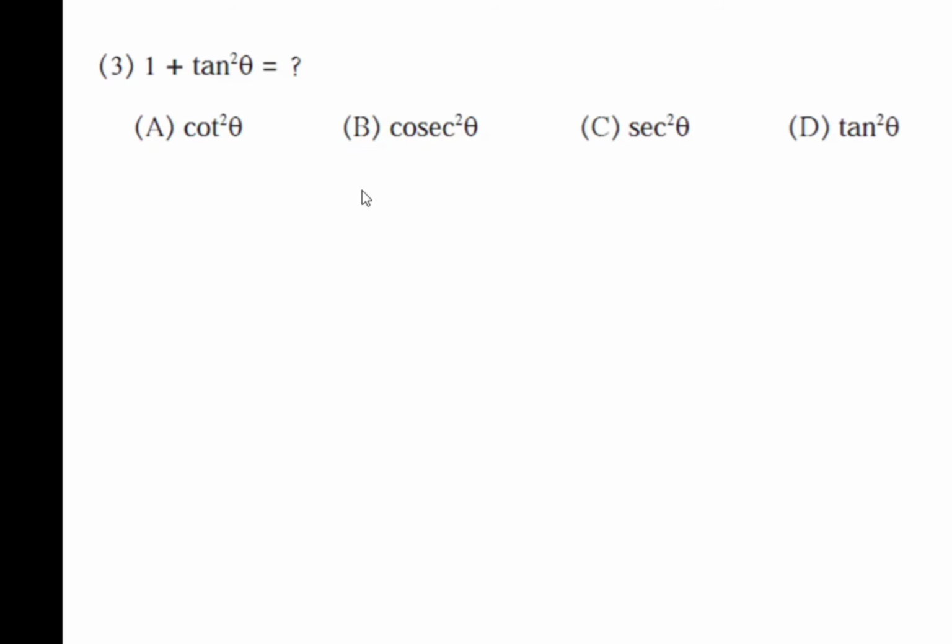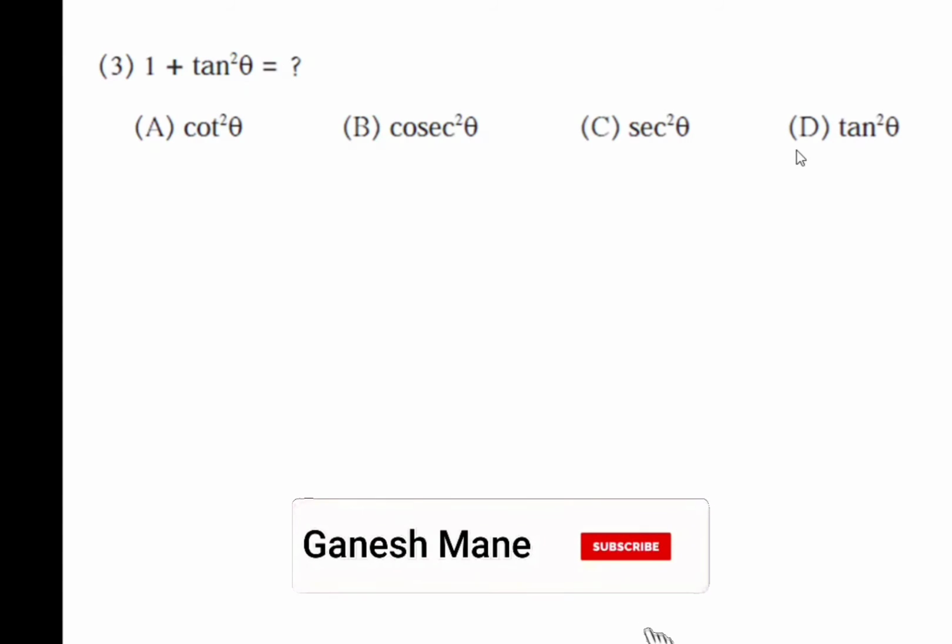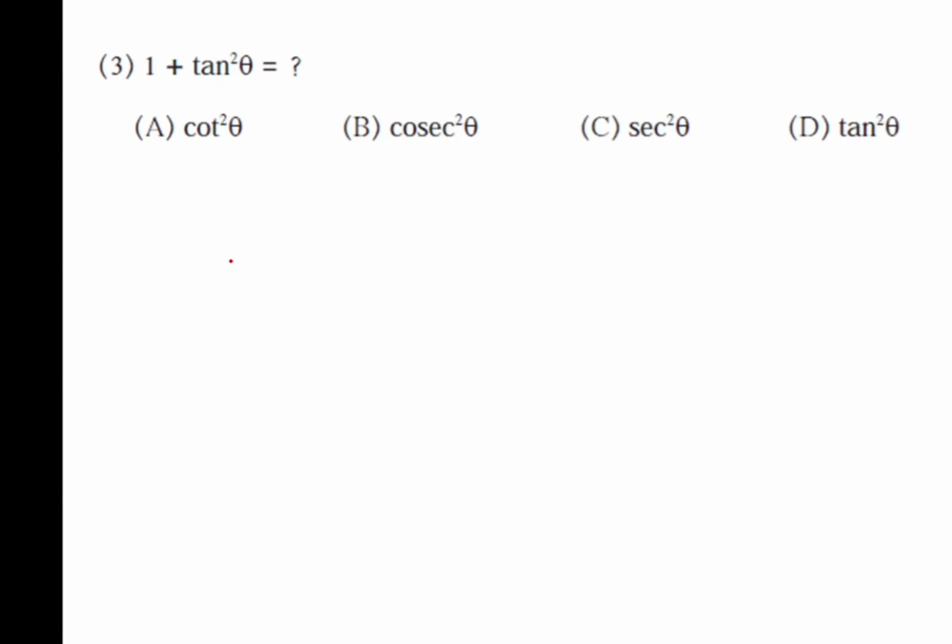1 plus tan square theta is equal to cot square theta, cosec square theta, sec square theta or tan square theta. Now itself it is a trigonometric identity. We have studied there are three trigonometric identities, out of which the second is 1 plus tan square theta equal to sec square theta. So this is the second trigonometric identity. That's why here we get 1 plus tan square theta is equal to sec square theta. That is option C is the correct alternative.